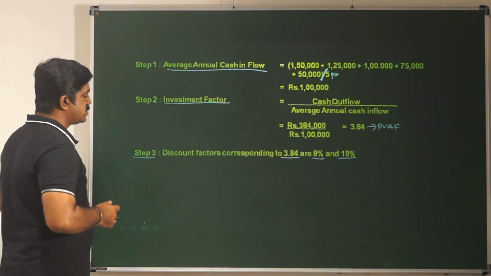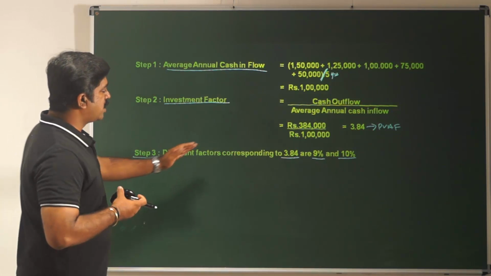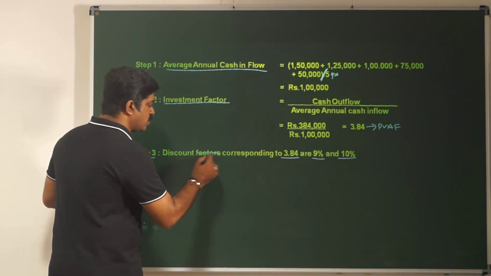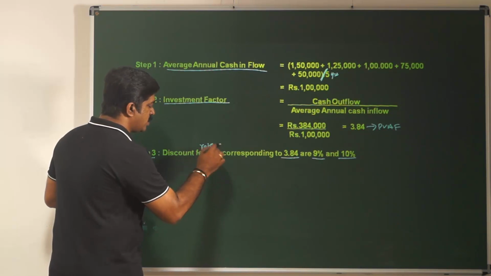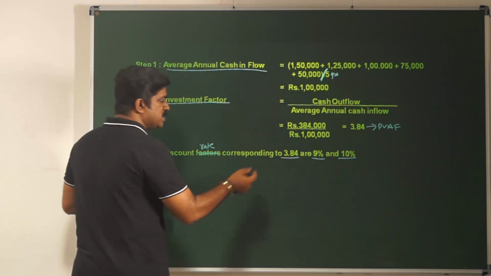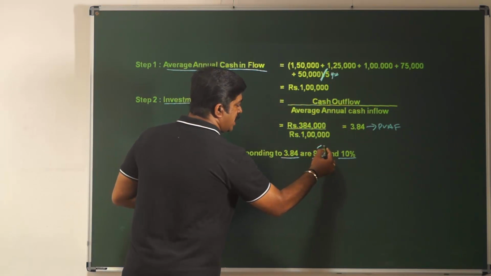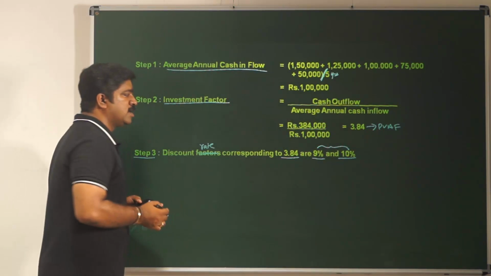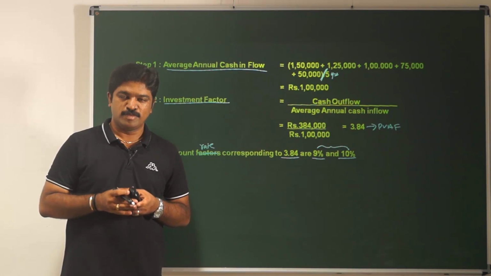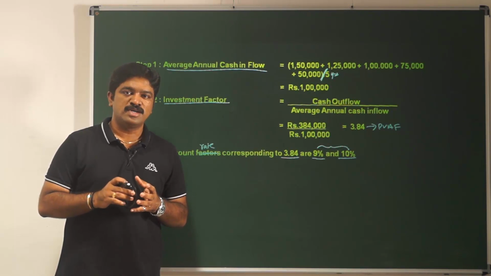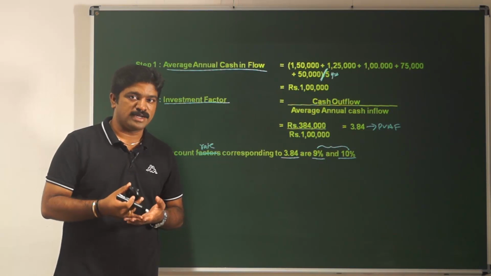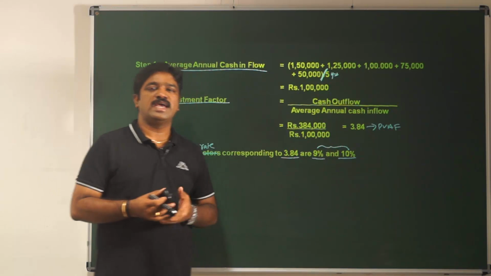That's what I have captured here as step 3. That is, discount factors corresponding to 3.84. So instead of discount factor, I would say discount rate. Discount rate corresponding to 3.84 are 9% and 10%. It means this 3.84 is actually lying between 9% and 10%. But please don't jump to the conclusion that your IRR is going to be between 9 and 10, because your cash flows are not annuities. You don't have average cash flows. Your cash flows have a different pattern. So it may not lie between 9 and 10%.